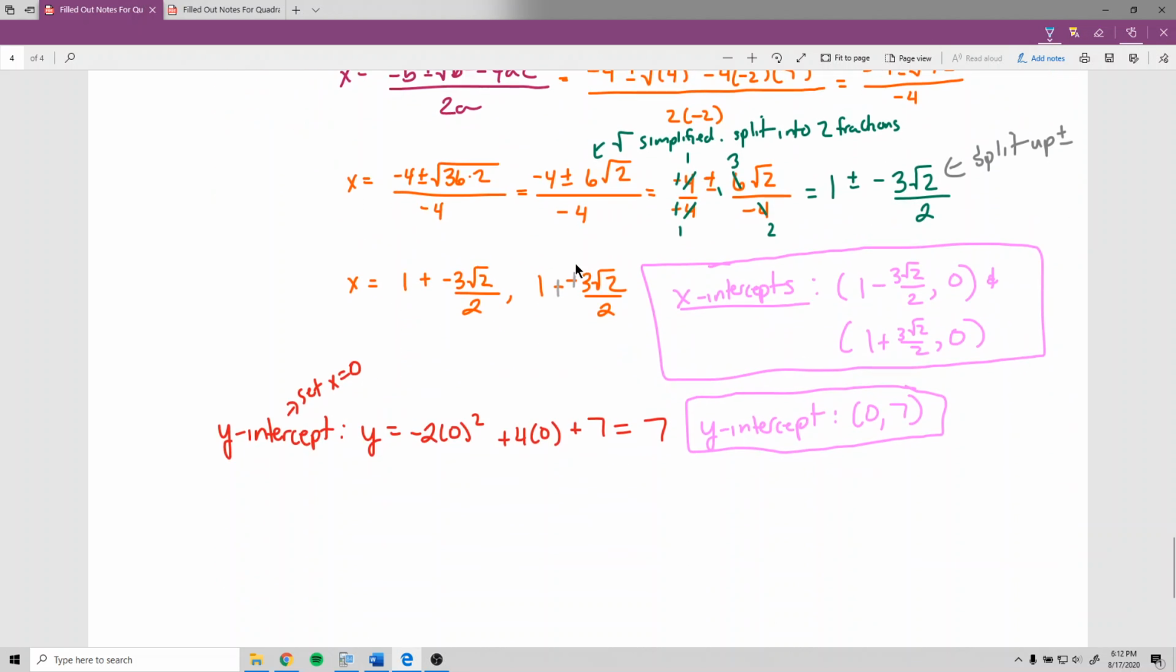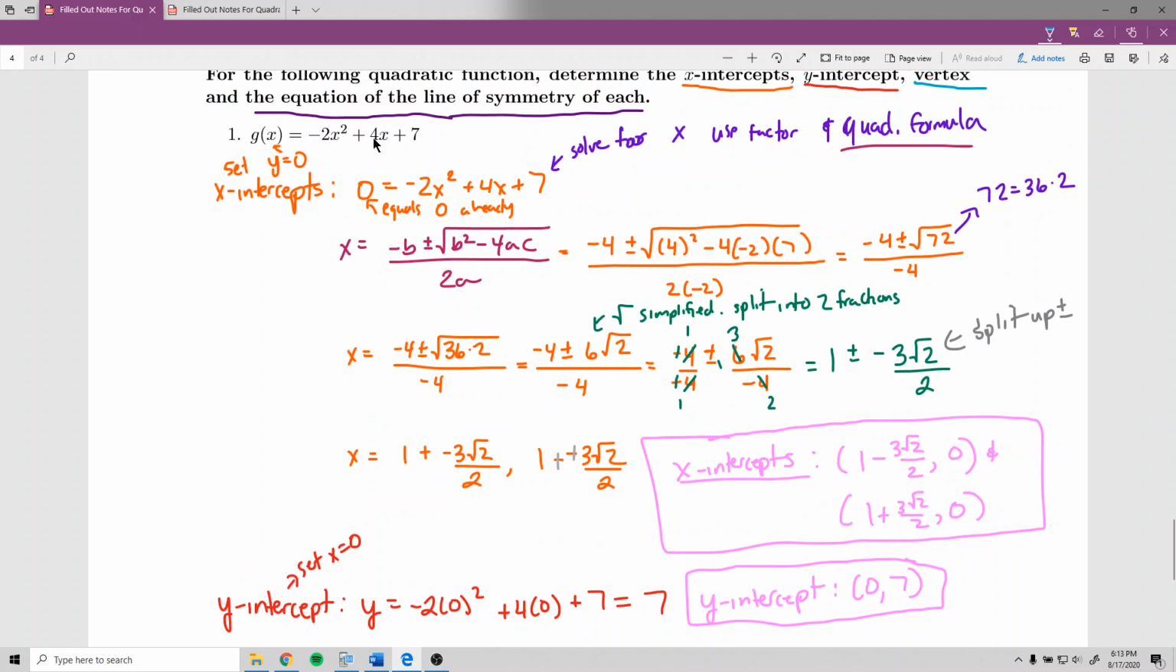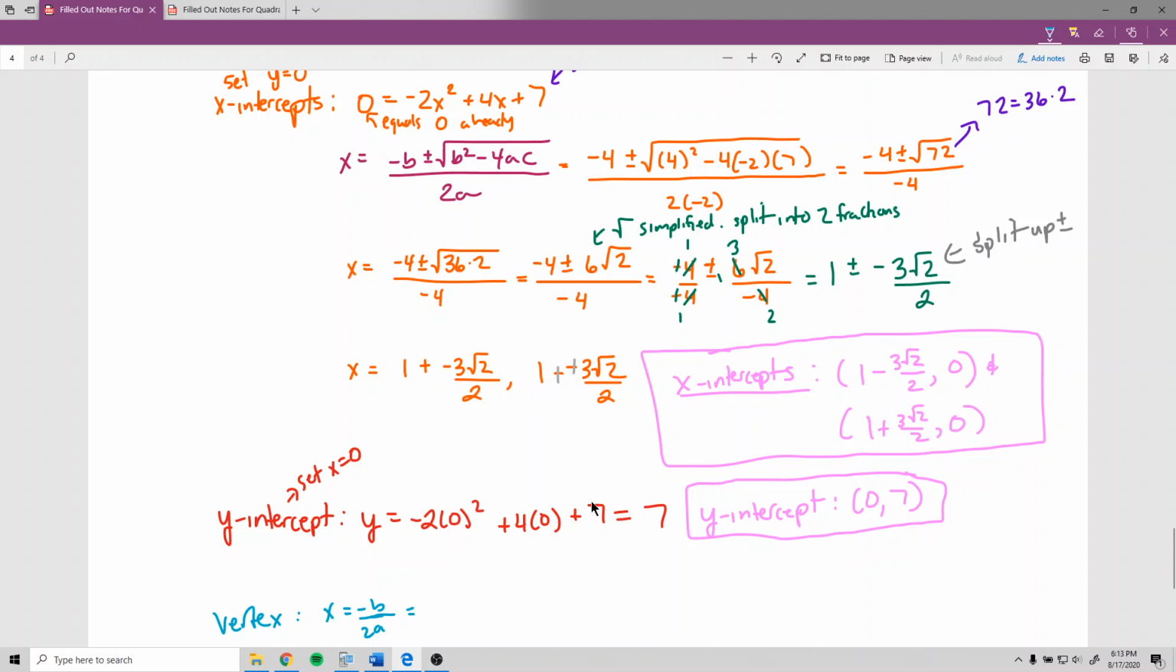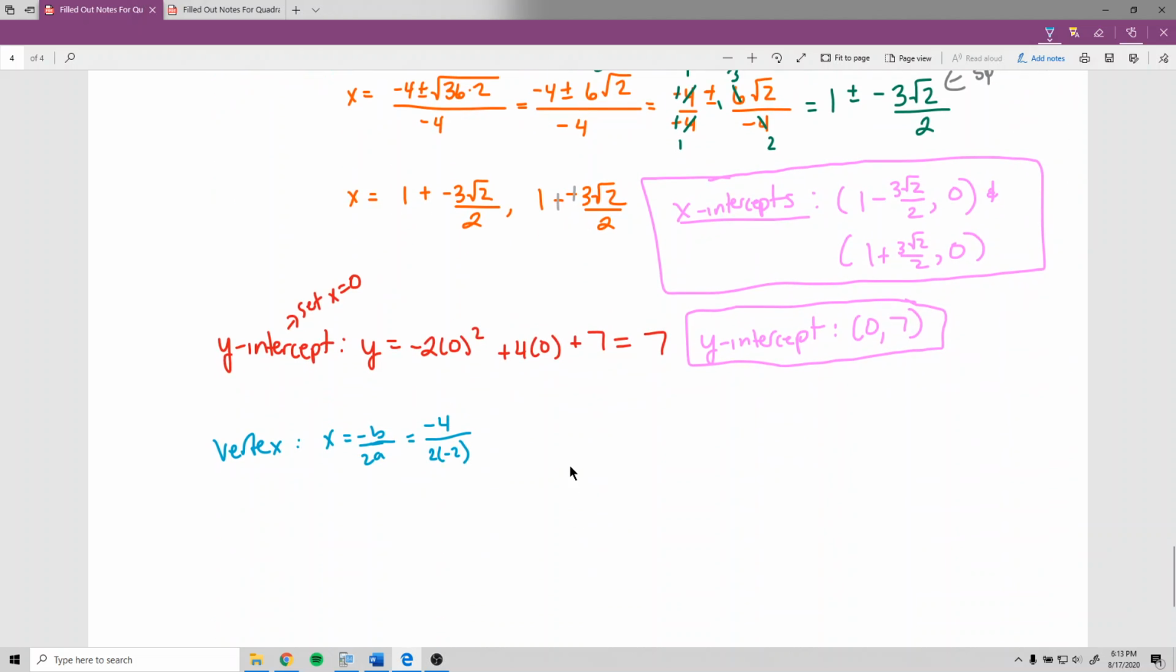The third thing here, the vertex. Let's scroll down to make some room. Remember the vertex formula is x equals negative b over 2a. Our b is 4 and our a is negative 2. We're going to plug those in. B is 4, a is negative 2. And simplify. 2 times negative 2 is negative 4. Negative 4 over negative 4 is 1.